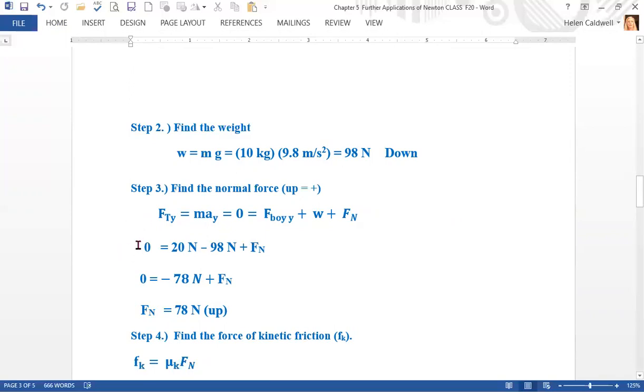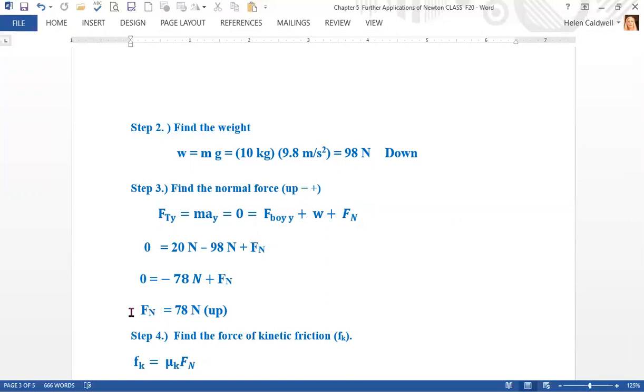0 is equal to 20 newtons minus 98 newtons. Why minus 98? Well, the weight is 98, but it points down, so it's a negative number if we made up the positive direction. And then plus F sub n. So 20 minus 98 is negative 78. To get rid of the negative 78, you have to add it to both sides. So the normal force is 78 newtons. It is a positive number. It points up.